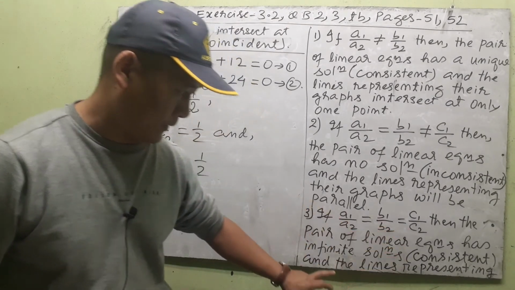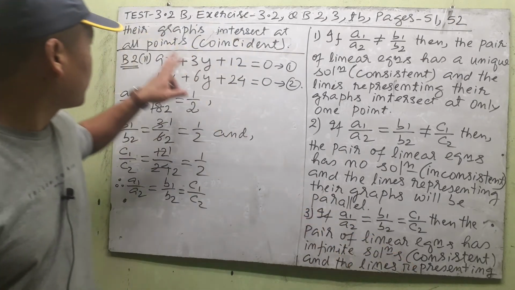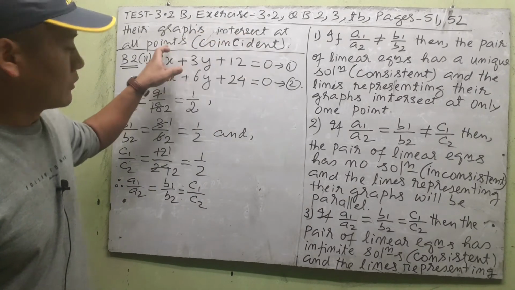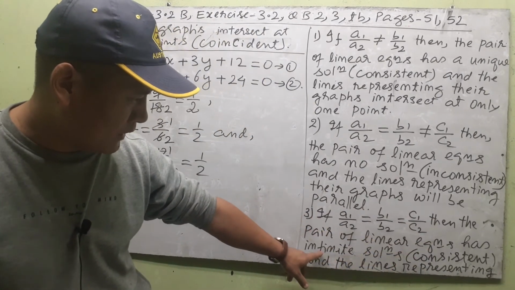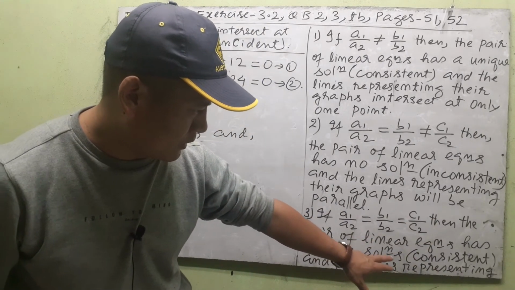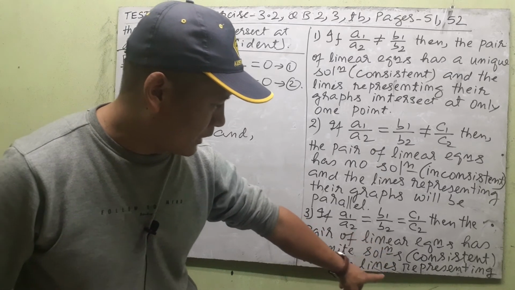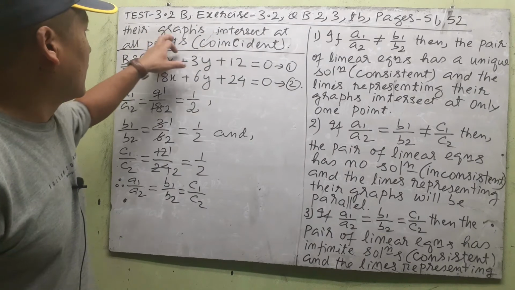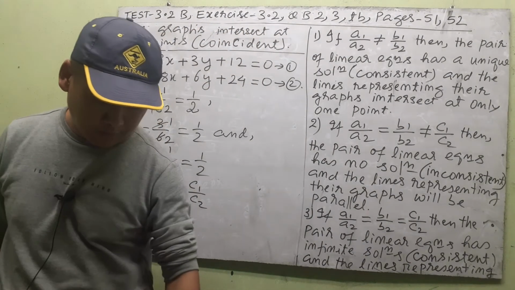Then the lines representing the graphs intersect at all points, and the pair of linear equations has infinite solutions. That means the lines representing their graphs will be intersecting at all points or coincident. So let us see what does the question say.